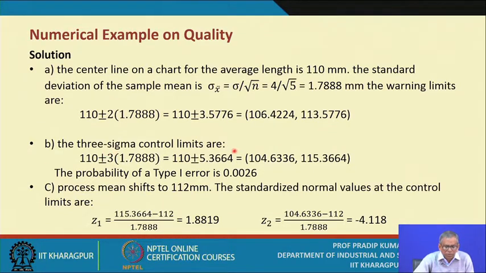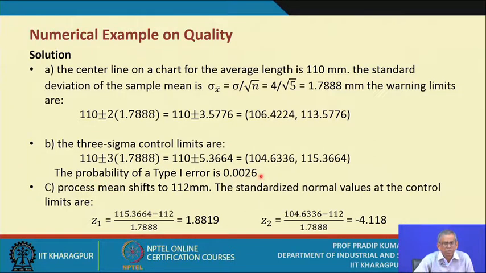The 3 sigma control limits are obviously 110, that is the process mean, and this is basically the sample standard deviation, so 3 sigma x bar. So ultimately the upper control limit, that means at plus 3 sigma from the center line, is 115.3664, and the lower control limit, that means on the other side at a distance of 3 sigma from the center line, is 104.6336.